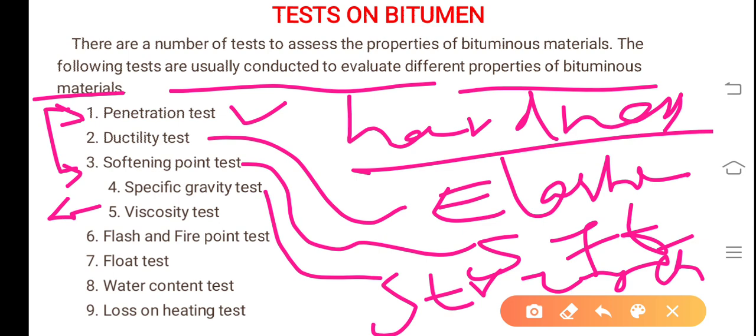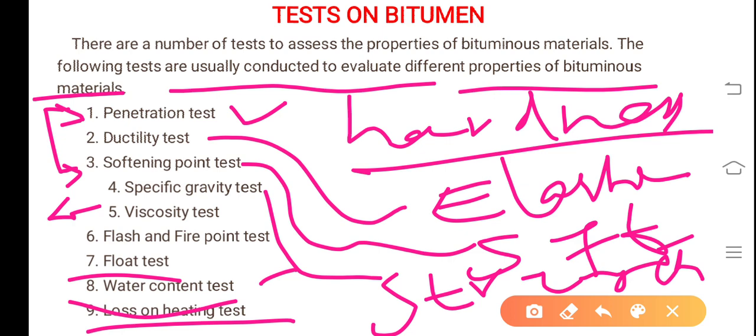Flash and fire point test, this is especially useful in the field or at site when the construction is taking place. We should not heat the bitumen unnecessarily to a higher temperature, then it may catch fire and start burning. So it is dangerous, hazardous. We have to avoid the hazard in the field when actual construction is going on, because people are associated with the work, laborers, engineers. Float test, water content test, and loss on heating test. These are the various tests.